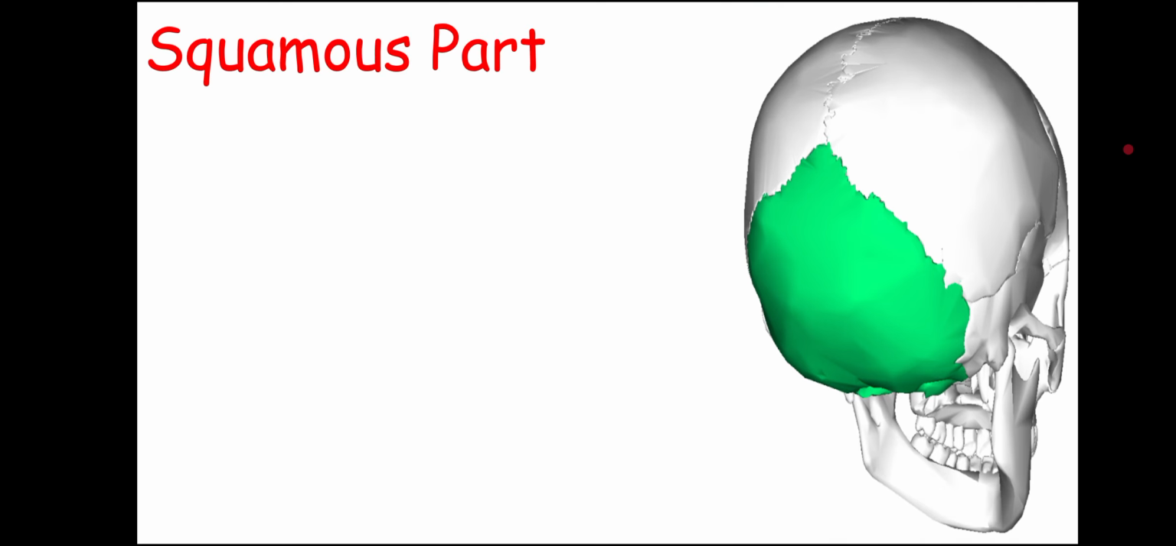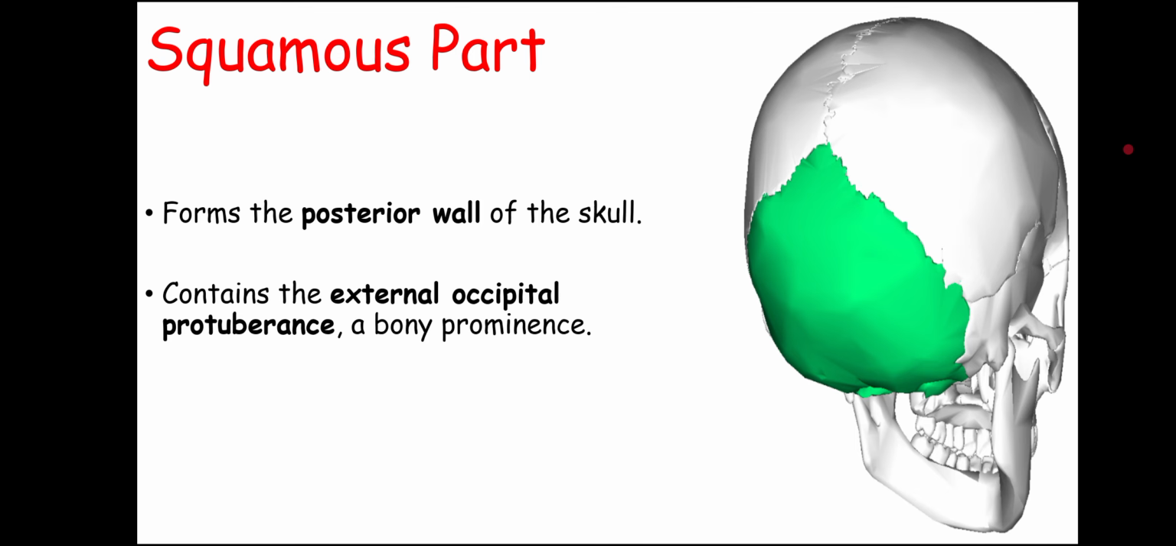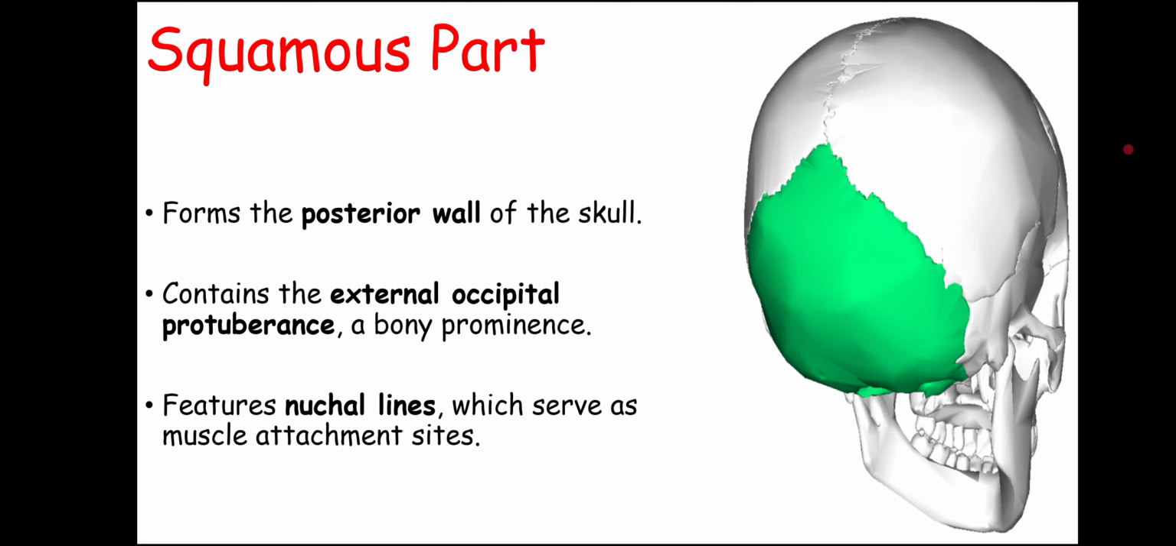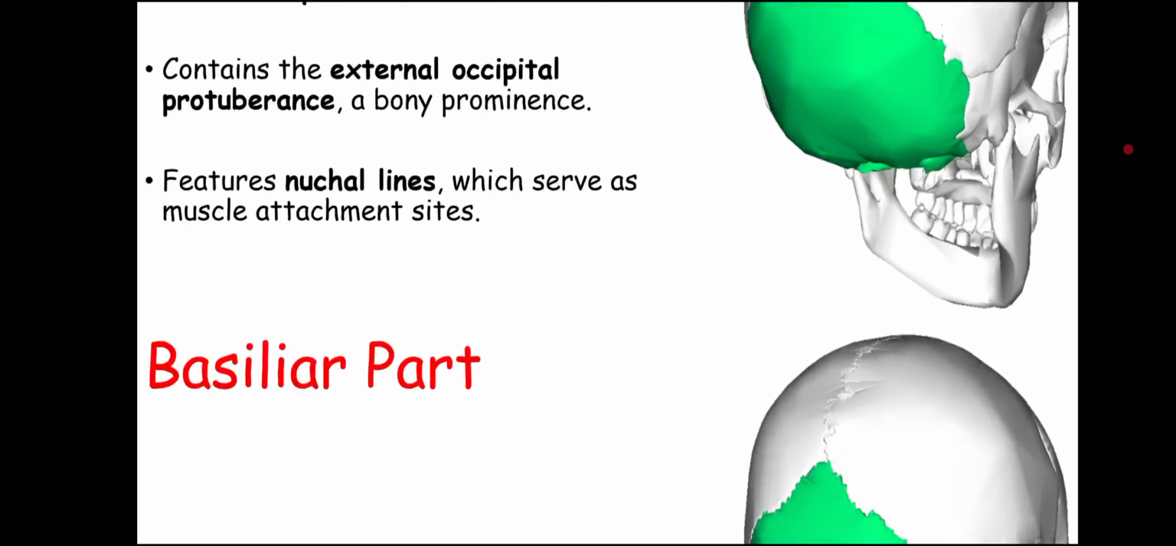First, we'll talk about the squamous part. It forms the posterior wall of the skull, and it contains the external occipital protuberance, that is a bony prominence. The features include nuchal lines which serve as muscle attachment sites.